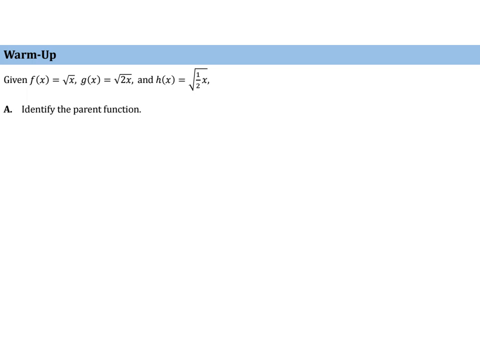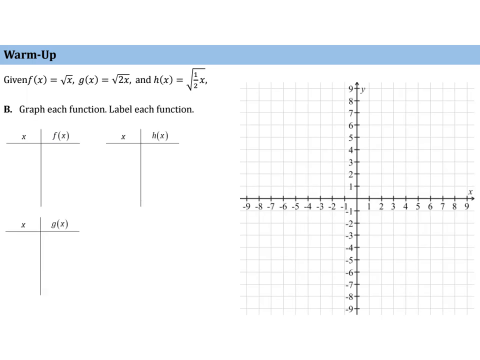So what is the parent function? The parent function, we've already said, is f of x equals the square root of x. So we have our same values, same key points as before for our square root function. And now let's look at what we have to do to obtain the graph for g of x.